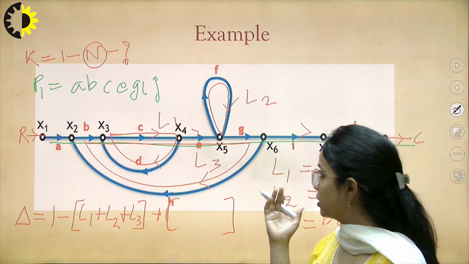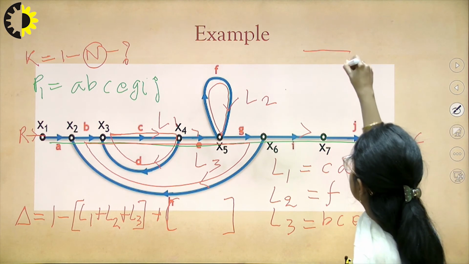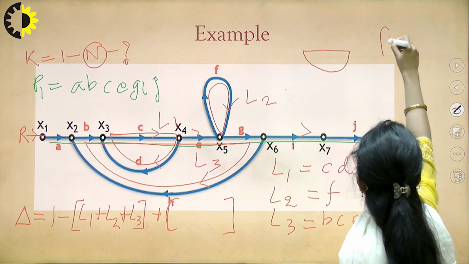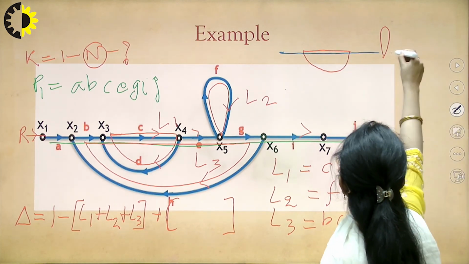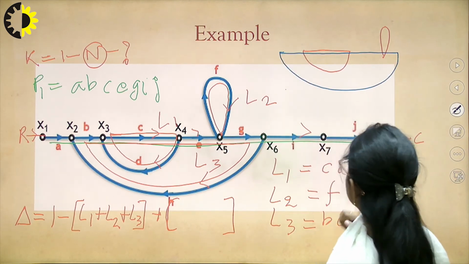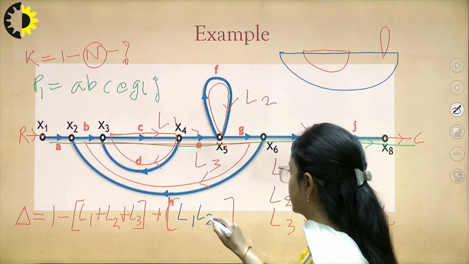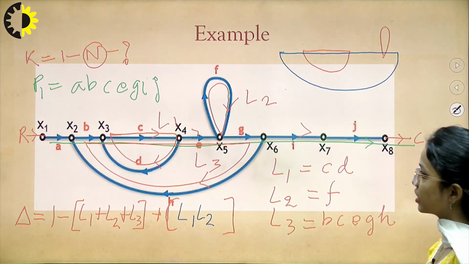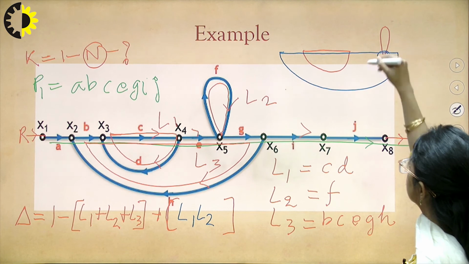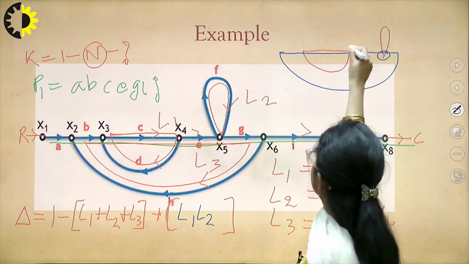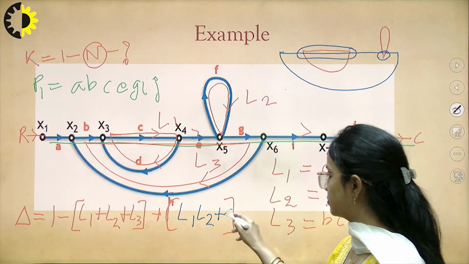So here we can see we have L1 and L2 are not touching, like L1 is like this, L2 is this one, and L3 is this one. So we can see that L1 and L2 are not touching each other, so we can have L1 L2. Then L3 and L2, they are touching at this point. L1 and L3, they are touching at this point. So we are not having any second term here.